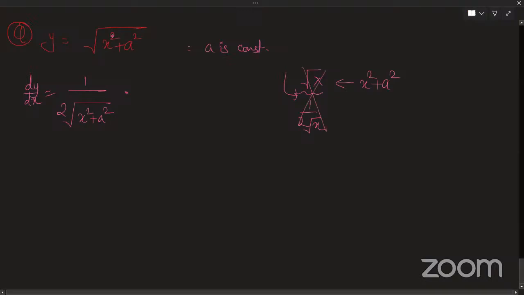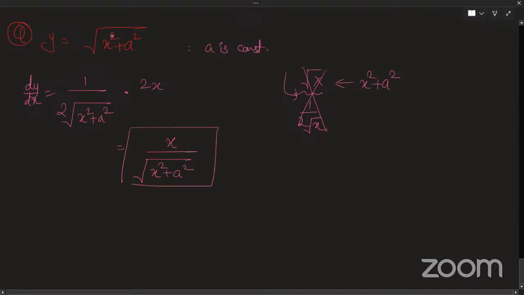Now, what will be the derivative of x square plus a square? 2x, because a is a constant. So 2 and 2 will get cancelled. I'll get my final answer as x divided by square root of x square plus a square.